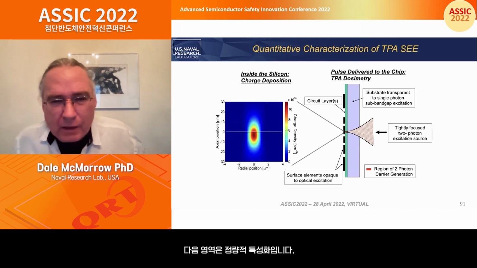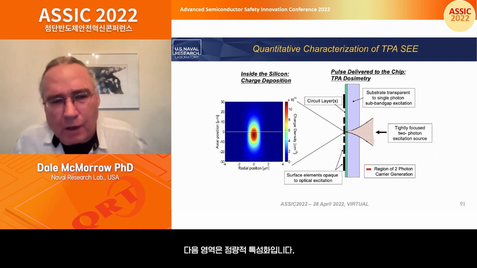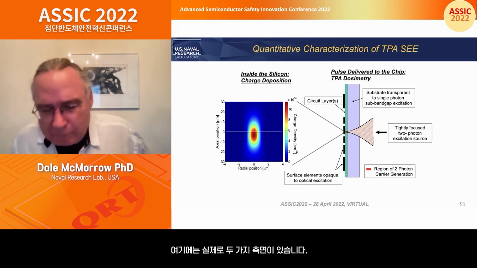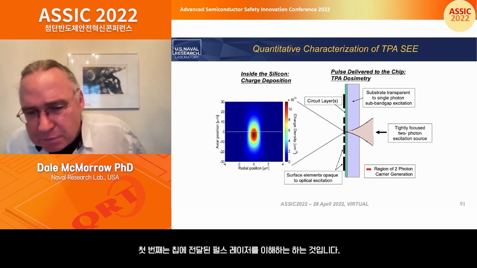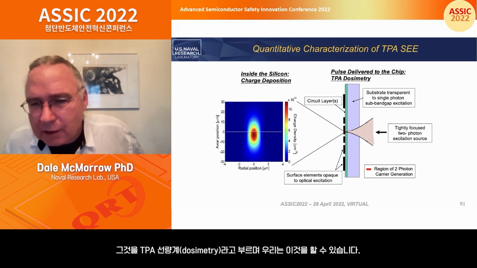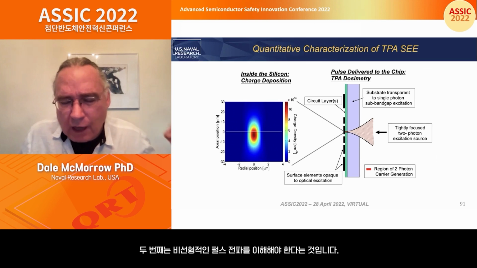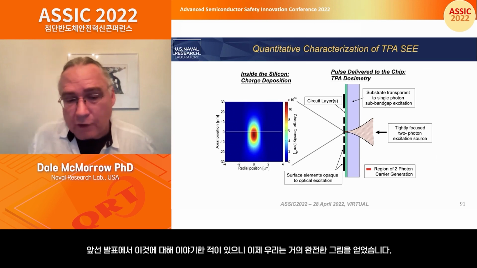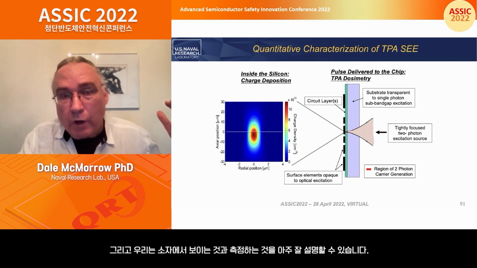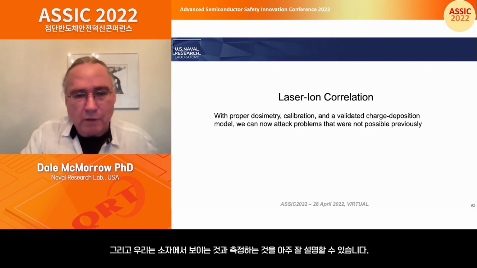And the other area, well, this is the same thing, but quantitative characterization. There's two aspects to this, actually. I just mentioned the first aspect on the right. We need to understand the pulse delivered to the chip. We call that TPA dosimetry, and we can do that now. The other aspect is you really need to understand the nonlinear pulse propagation, and I've talked about that earlier too. So now we pretty much have a complete picture, and we can very well describe what we're seeing and what we're measuring in the device.